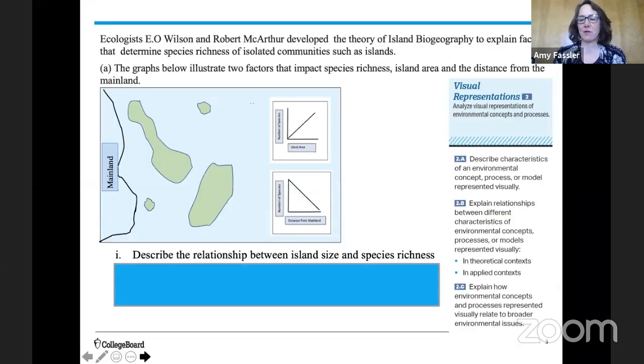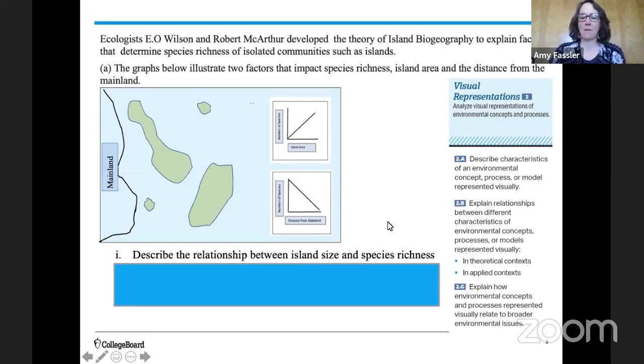So the first question that we looked at yesterday was the experimental design question. This is the one where you get a little bit longer time. And although we're going to get into the experimental design aspect of the question in a minute, this first part, which is super common on both of the questions you're going to have, is focusing on visual representations.